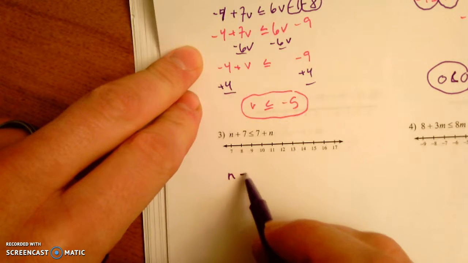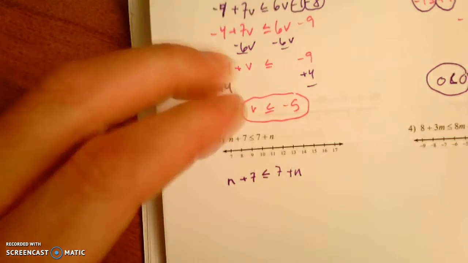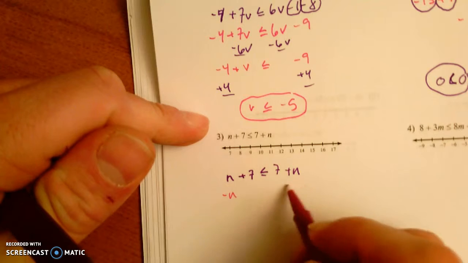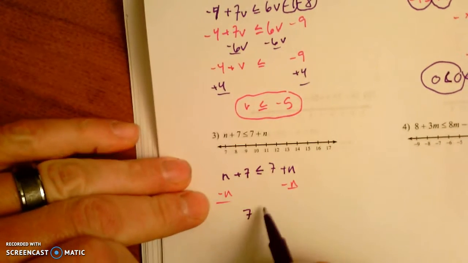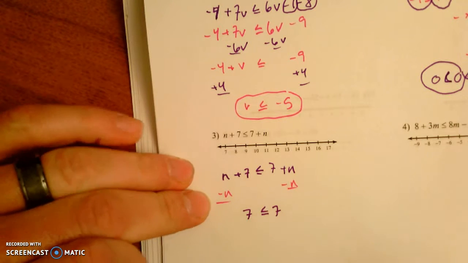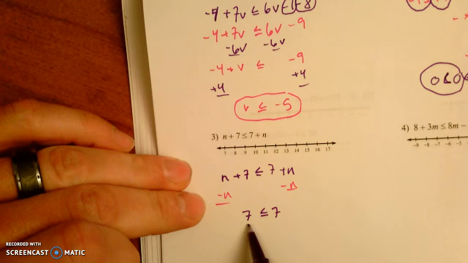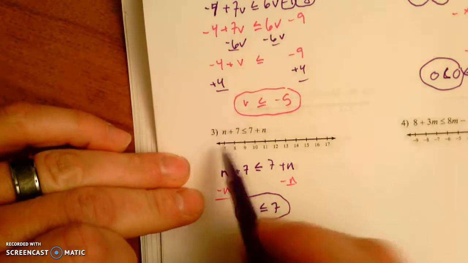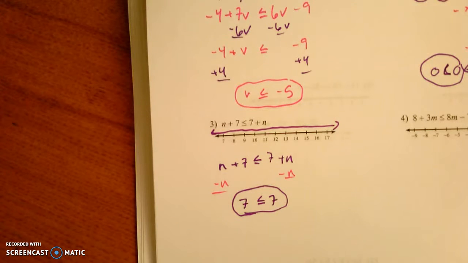We've got n plus 7 less than or equal to 7 plus n. Well, this is looking suspicious. I'm going to take away n from both sides, and that's going to leave us with 7 less than or equal to 7. Now here, since this turns out to be a true statement, all the variables are gone, true statement, just like we do with equations. That means that every number on the number line would have made the original statement true.